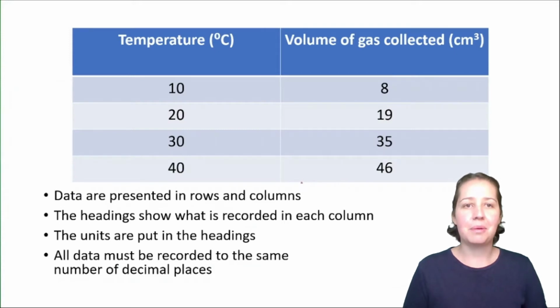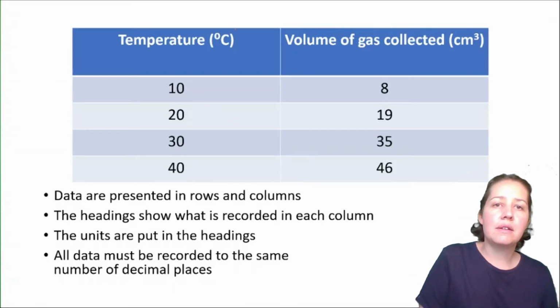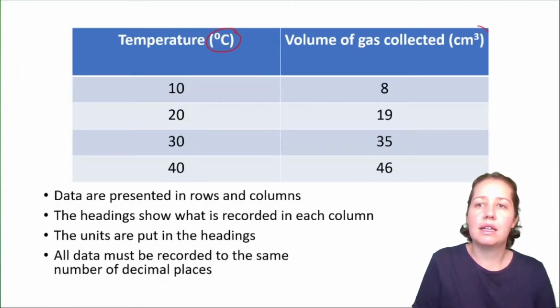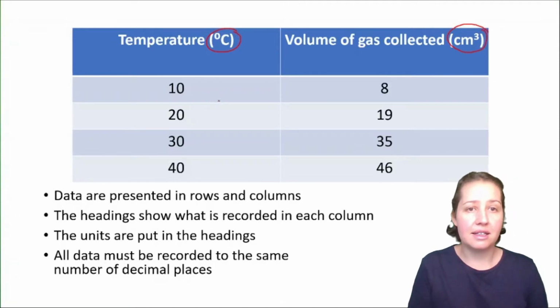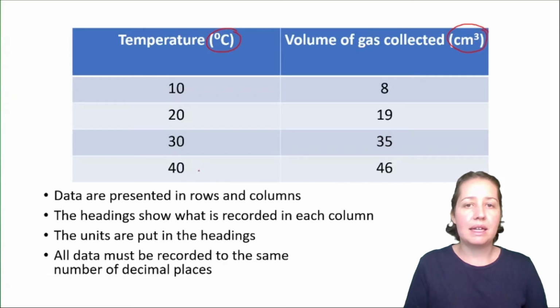This is what your table should look like. In a table, we have rows and columns, and the headings show what's recorded in each column. Notice that your units go in your column headings. We usually bracket them. What you must not do is put the units with the data. That's totally unacceptable. It's also worth noticing that your data must be recorded to the same number of decimal places.